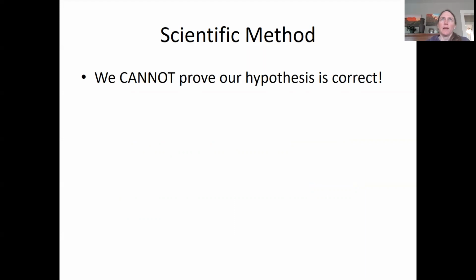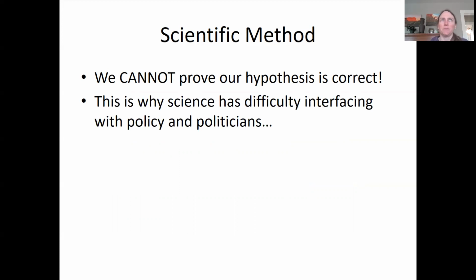So just to be very clear, we cannot ever prove that our hypothesis is correct. This is a limitation of the scientific method. And this is one of the most aggravating points, I think, about scientists interfacing with politicians and policy, that they want us to have proof. They want us to have this unequivocal evidence. We just can't do that.